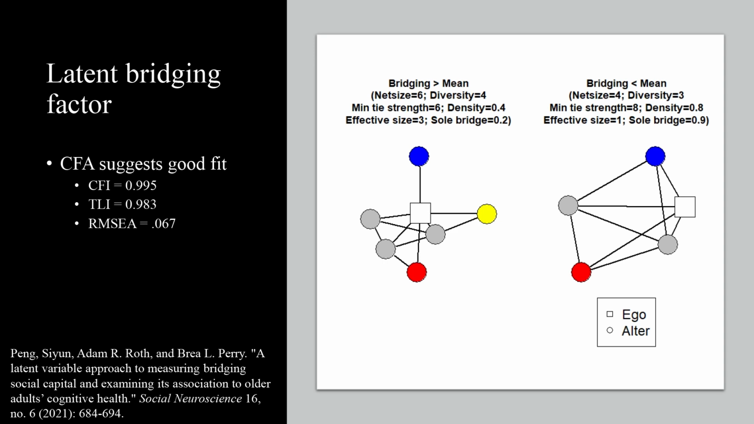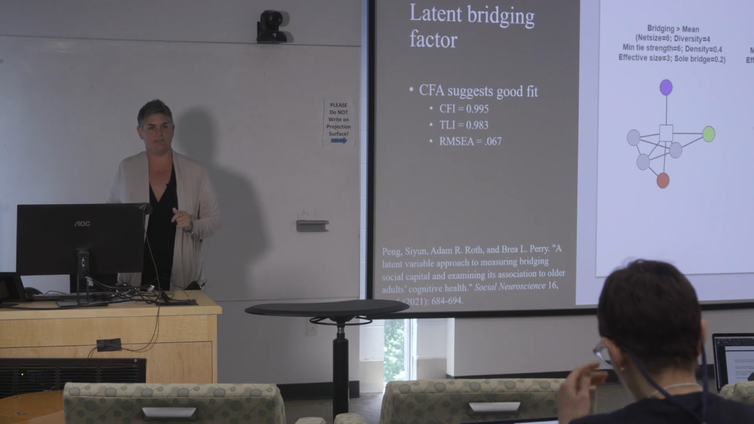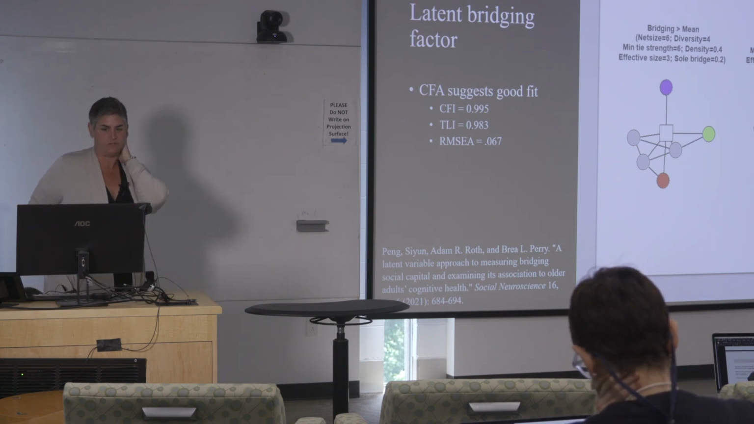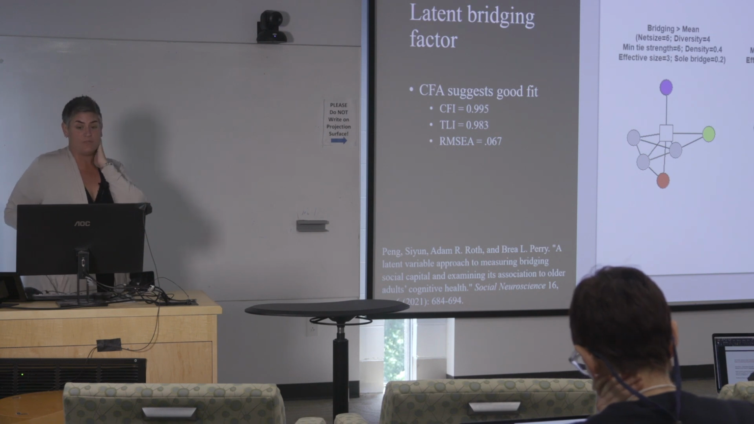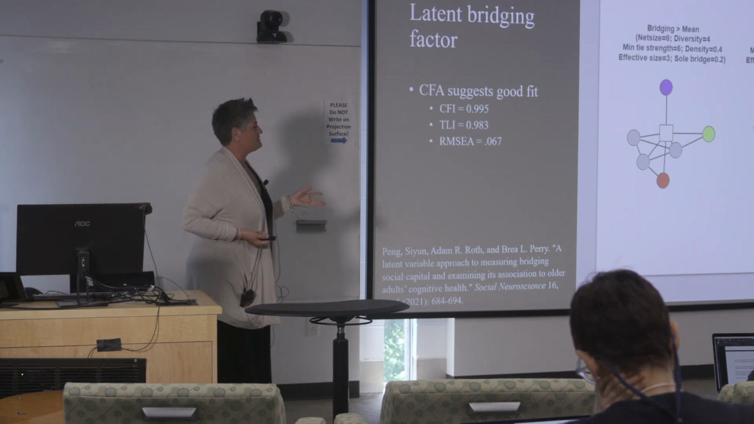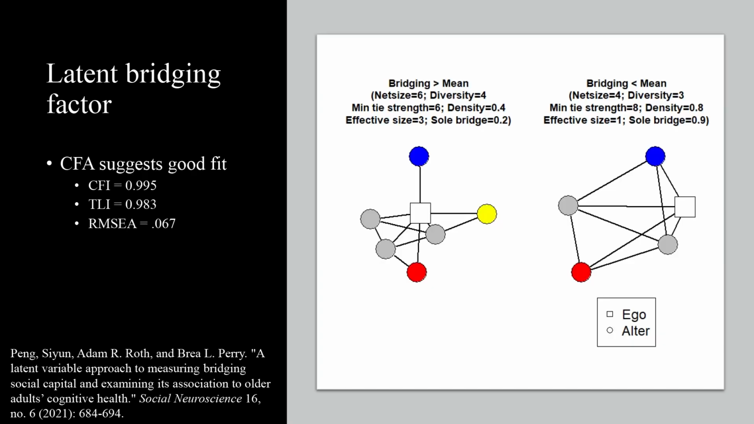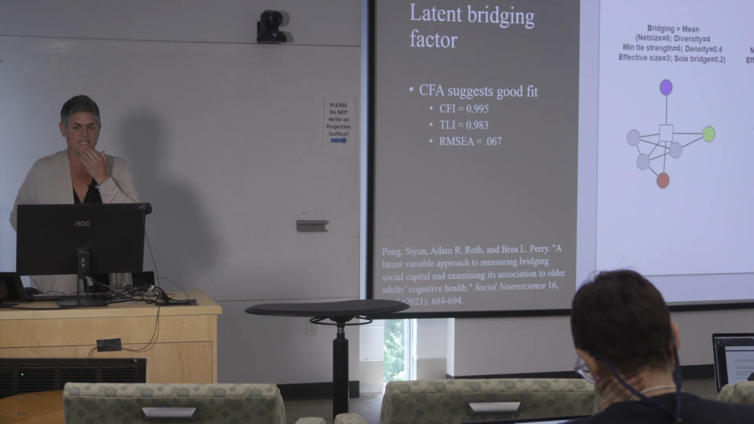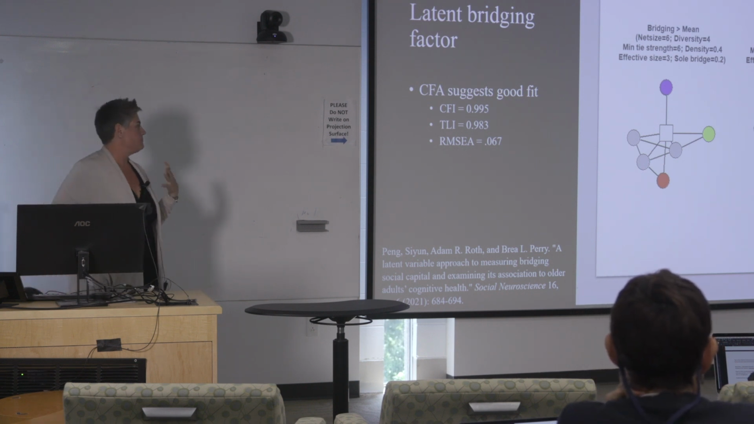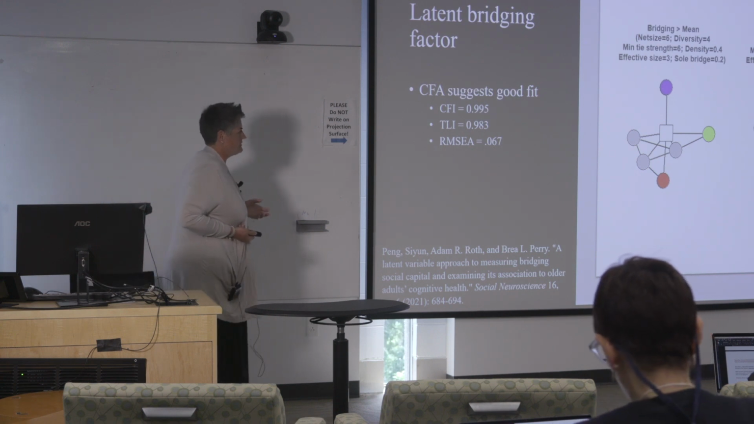So at the bottom you'll see credit to whoever the first author is. I have the most amazing postdocs and students ever. So this is just an example. We started out with this latent bridging factor, which was based on our pilot data, which are much smaller in terms of the number of name generators we use. The average network size, I think, is about 6. And so then we can use confirmatory factor analysis through SEM.